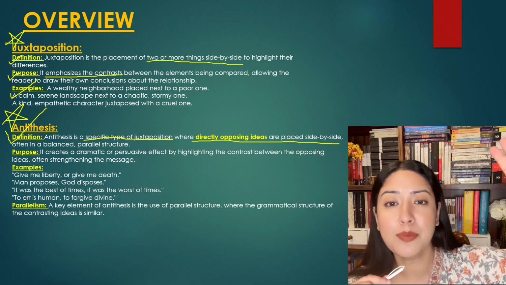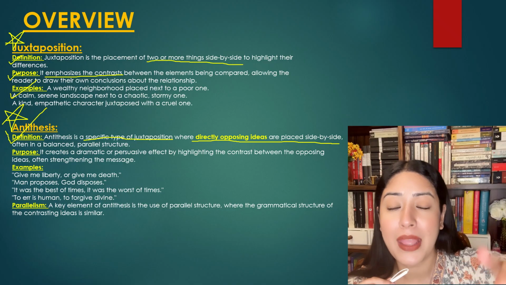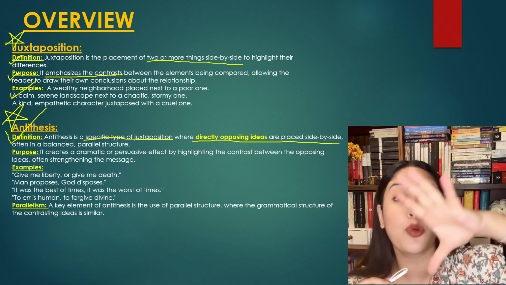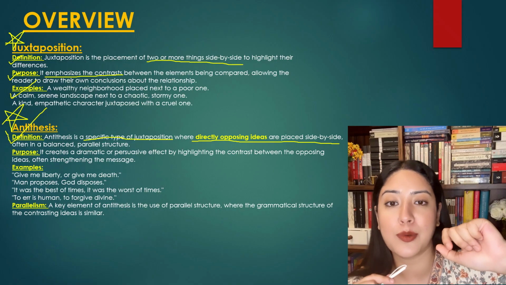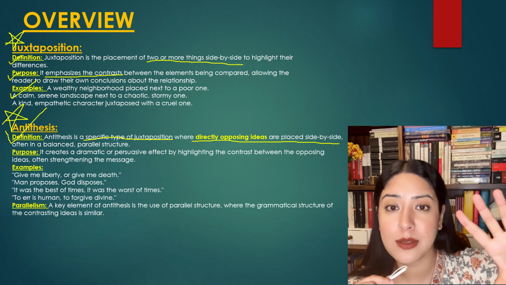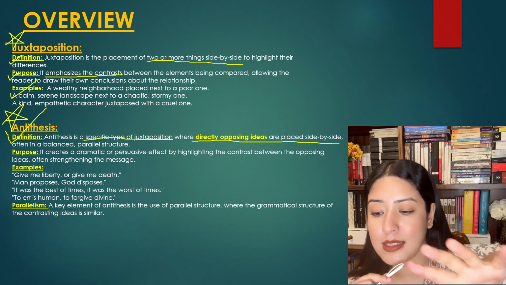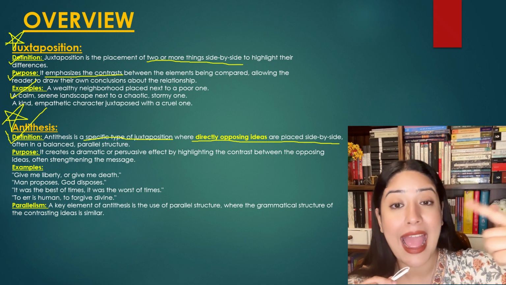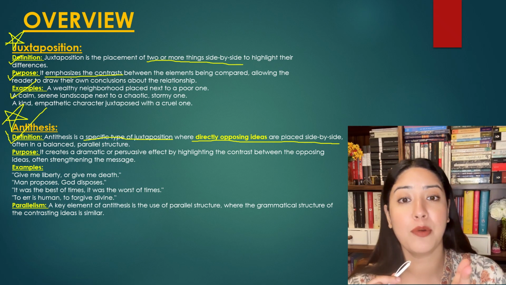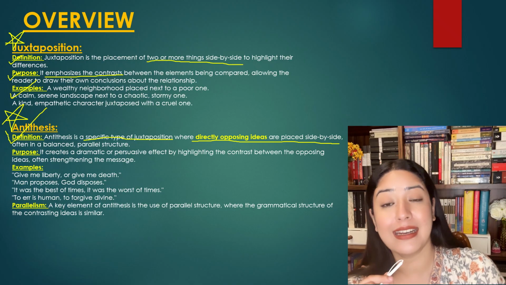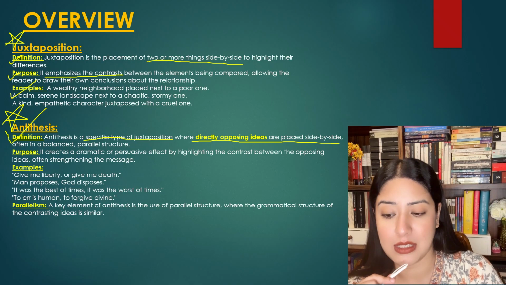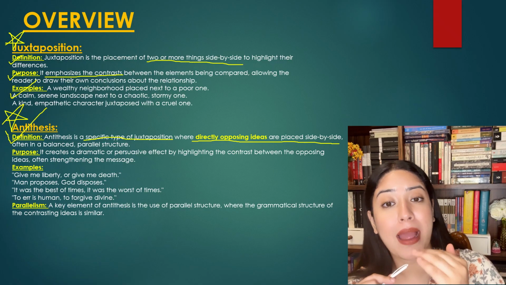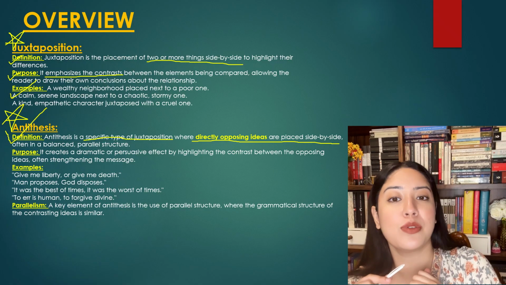Similarly, juxtaposition is a general idea, I mean, it's a broader term, that's the correct way to say it. Juxtaposition can be anything, two or more things put side by side to highlight their differences. Antithesis is a specific type of juxtaposition where directly opposing ideas are put side by side, often in a balanced parallel structure. In a parallel structure, you balance these opposing ideas.